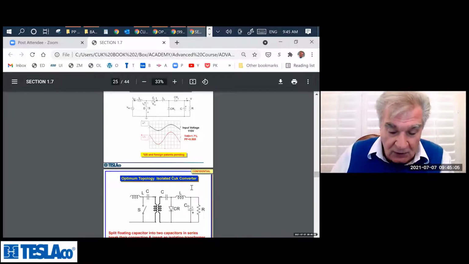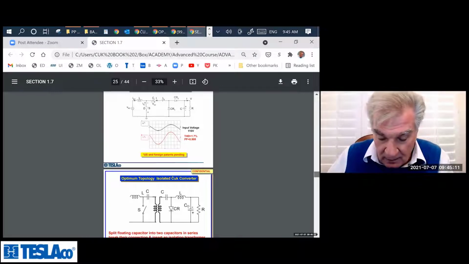And then isolation is the same version. Just put a transformer in between, and then you get this version.